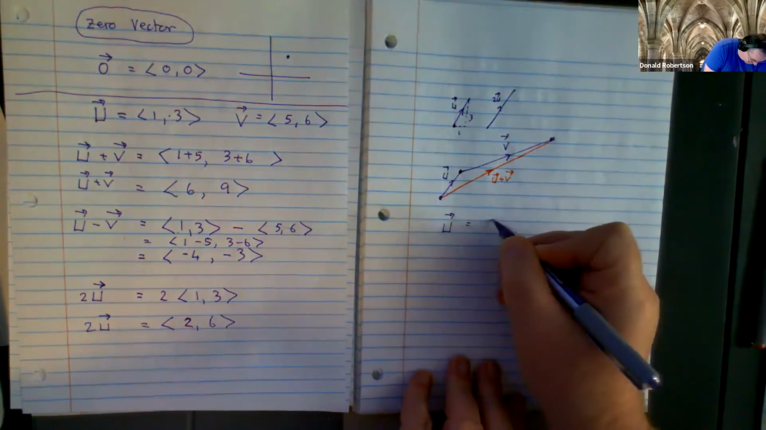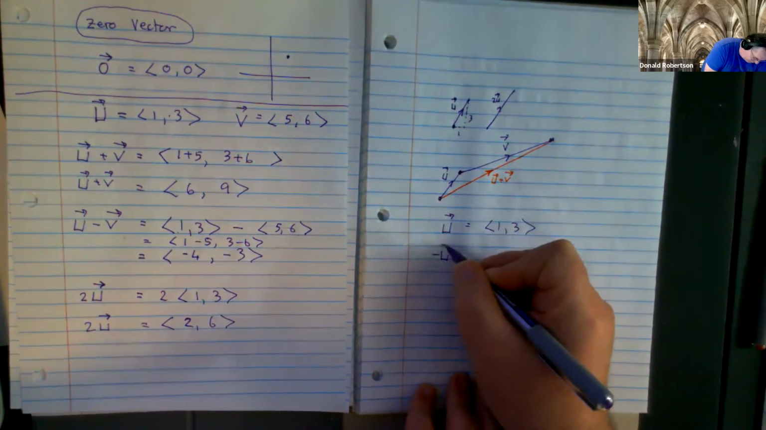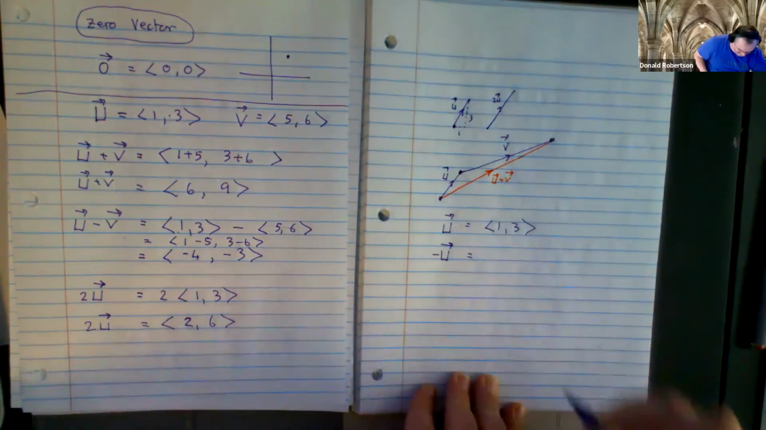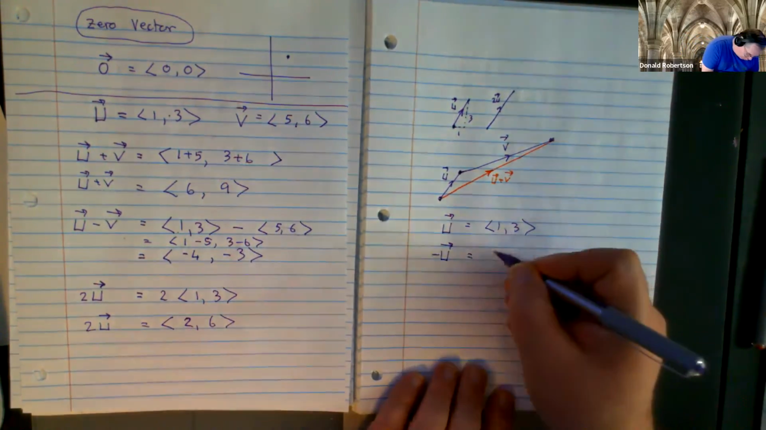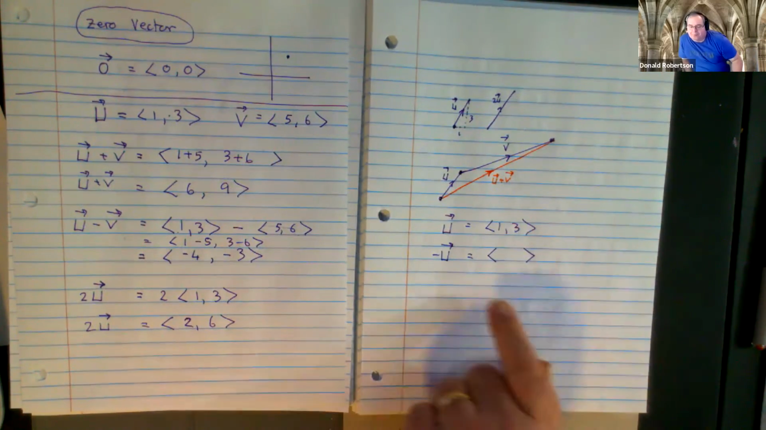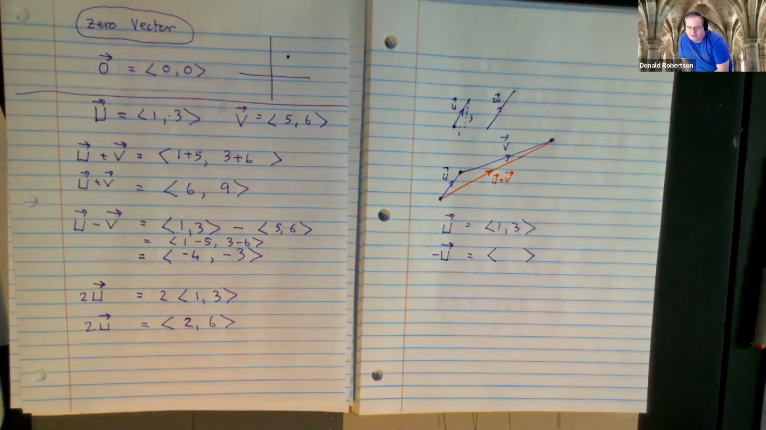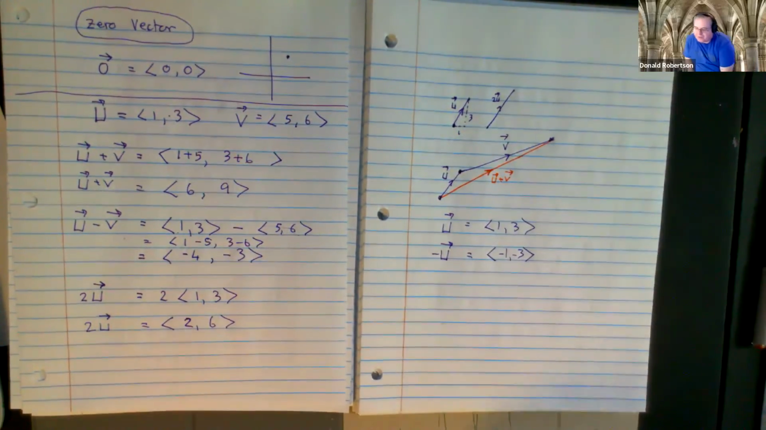u is the vector 1, 3. This is called the negative of u. What do you think negative u, what its components would be, what its numbers would be? Based on what's happened in all the other situations, what would you think this should be? Just put a negative sign in front of each number. Looks good to me, and it is.